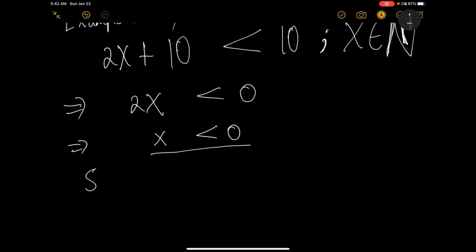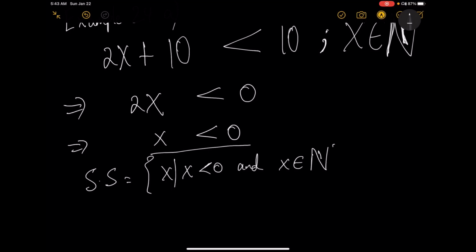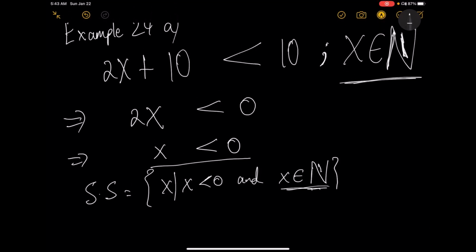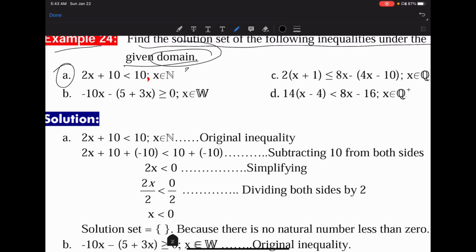This implies that x is less than 0 when we multiply both sides of the inequality by 1 over 2. Now the solution set is x such that x is less than 0 and x is an element of the set of natural numbers. Why did we write this? Because of the given domain. Now x is less than 0 and x is in the natural numbers. The natural numbers are defined as the set containing 1, 2, 3 and so on. Since there is no number in it less than 0, the solution set is the empty set, so the answer for a is the empty set.